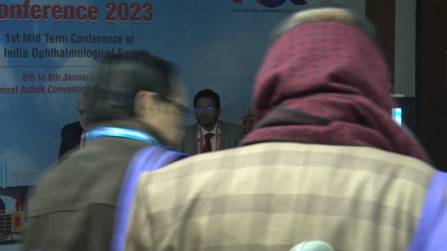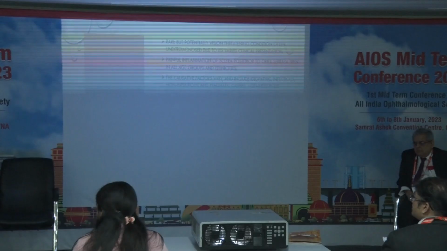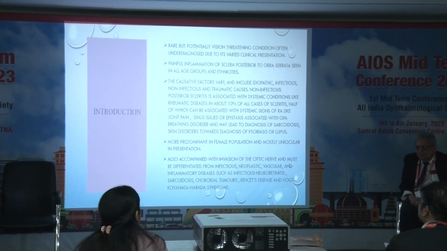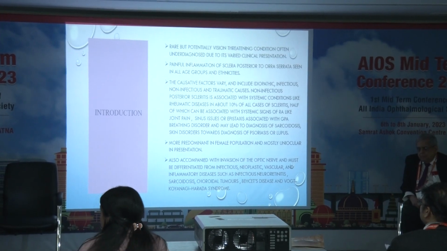As we all know, bilateral posterior scleritis is a rare but potentially vision-threatening condition which is often underdiagnosed due to its varied clinical presentation. It is painful inflammation of the sclera posterior to the ora serrata, seen in all age groups and found in all ethnicities. The causative factors may vary and include idiopathic, infectious, non-infectious and traumatic causes. The non-infectious causes are associated mostly with systemic conditions like rheumatic diseases in about 10% of the cases, and half of which are associated with systemic signs also.